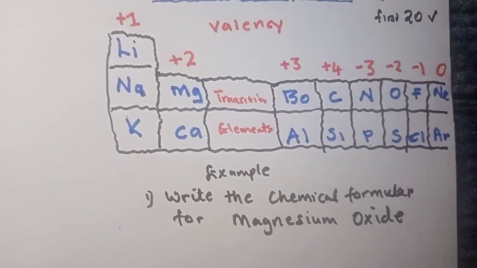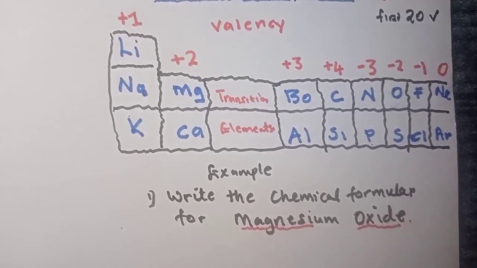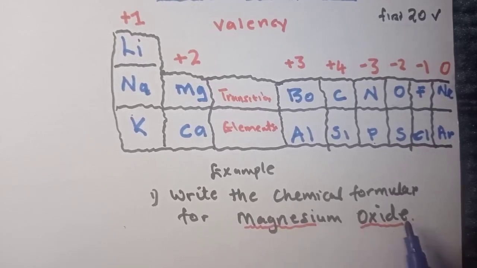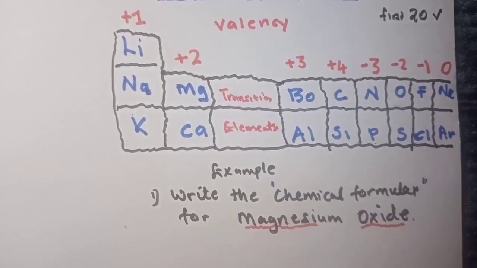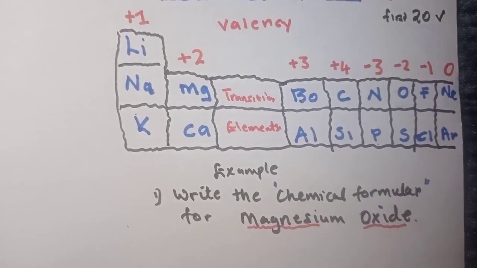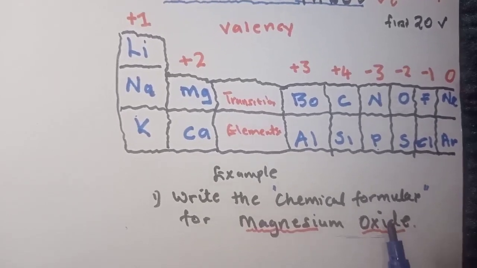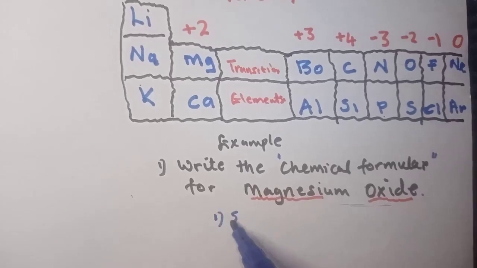This is very simple. Let's pay attention and see how we can come up with the chemical formula. The chemical formula is very important. We've been told magnesium oxide. This is the compound and we want to write its chemical formula. For us to write the chemical formula for magnesium oxide, the things you need, number one, you need the symbols first.